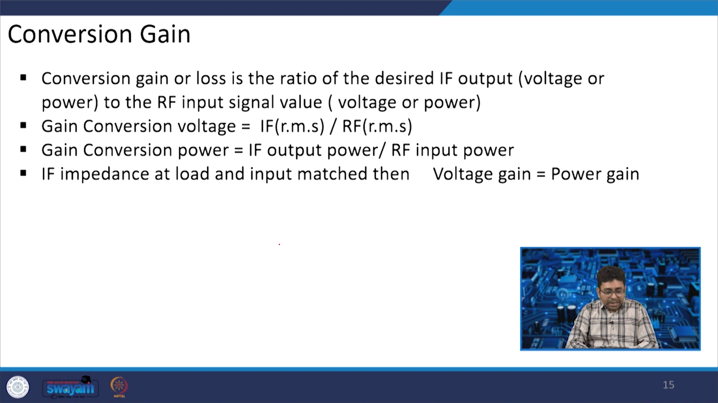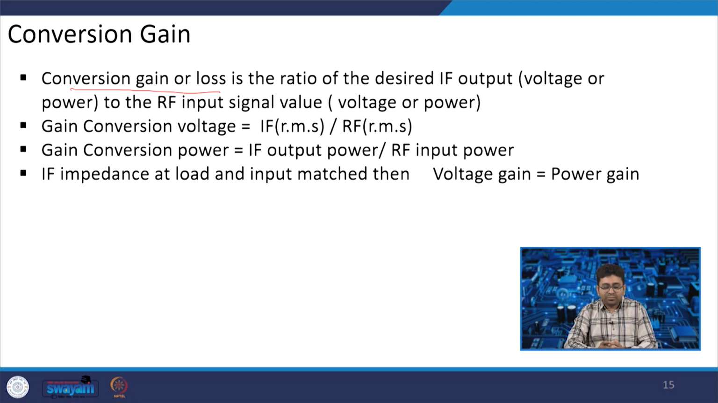It is possible that if you are designing a mixer for very high frequency, for sub-terahertz and so on, it might add loss. So, there is either conversion gain or conversion loss. It is a ratio of the desired IF output voltage or power to the RF input signal value, either voltage or power.